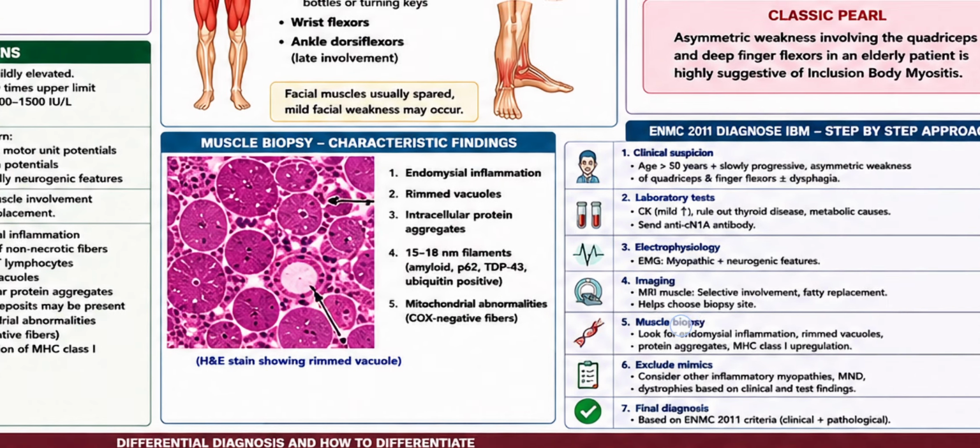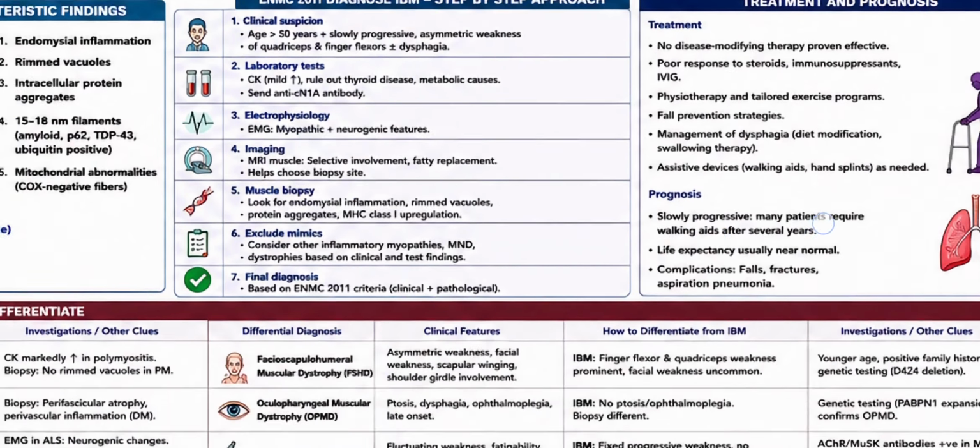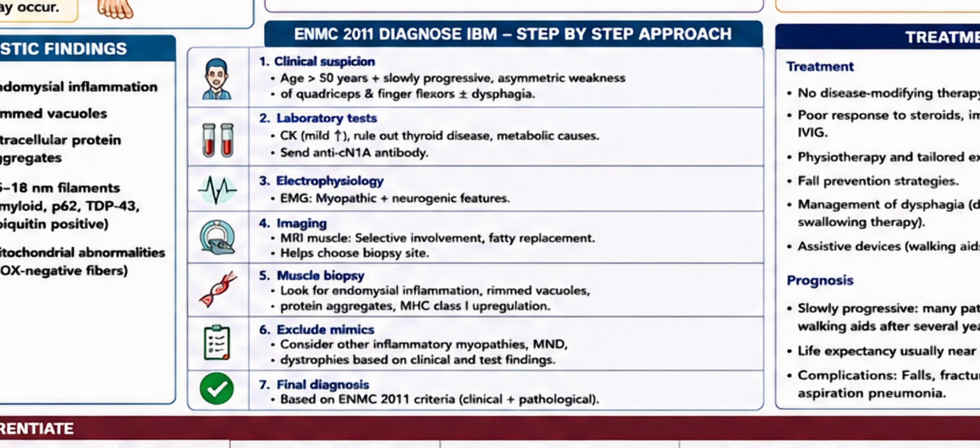Diagnostic criteria. The widely used criteria are the 2011 European Neuromuscular Centre (ENMC) criteria. According to these criteria, the diagnosis is based on mandatory clinical features: age of onset greater than 45 years, duration of symptoms greater than 12 months, CK level less than 15 times the upper limit of normal. Characteristic clinical features: weakness of finger flexors greater than shoulder abductors, weakness of quadriceps greater than hip flexors.